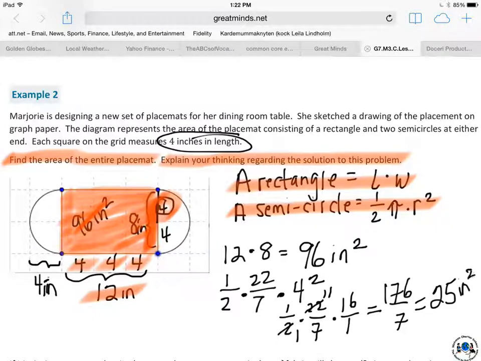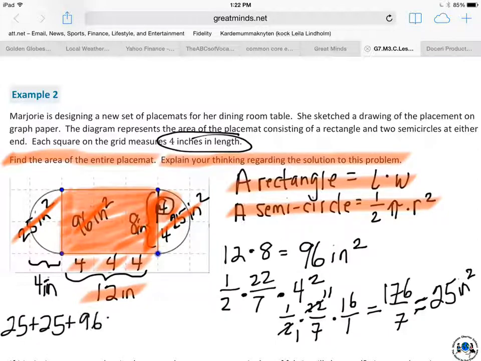It was approximately 25 inches squared. There was some decimal value after it, but it was 0.0 some odd number, so I just rounded it to 25 inches squared. That means that semicircle right there was 25 inches squared, and since the other one is identical to it, it was also 25 inches squared. If I go ahead and add all of those areas, the 25 plus the 25 plus the 96, I end up with approximately 146 inches squared.